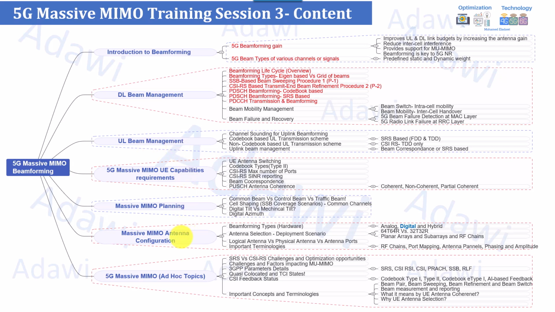The last 3 parts cover Massive MIMO planning, Massive MIMO antenna configuration, and Massive MIMO ad hoc topics, such as what kind of challenges and optimization opportunities exist when comparing sounding reference signal and CSI-RS, or the challenges and factors impacting multi-user MIMO, and all the remaining points here. These topics will be left open for you.